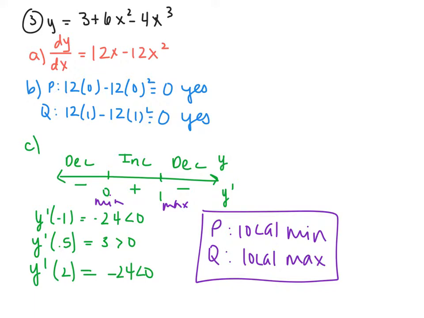So point 0, or x equals 0, which is point P, is a local minimum. Increasing to decreasing is a local maximum. So point Q is a local maximum.